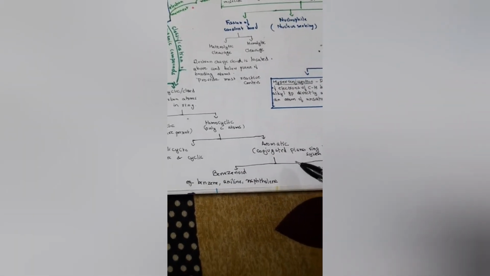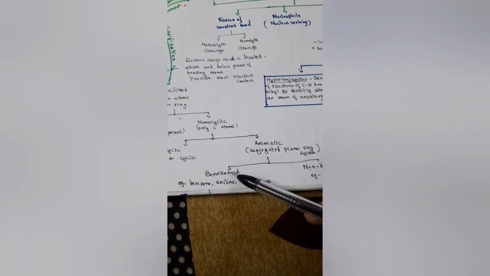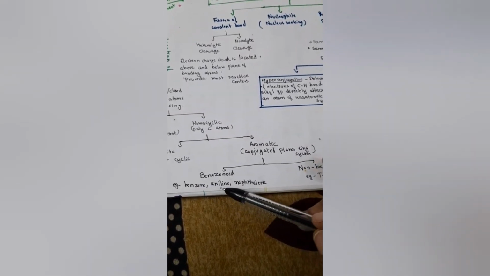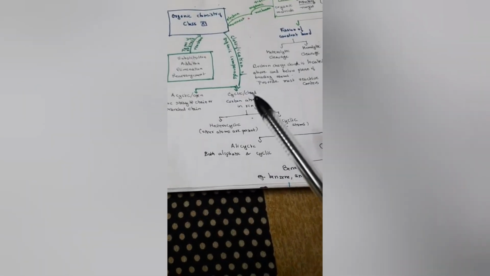Homocyclic again divides into alicyclic and aromatic. Alicyclic can be both aliphatic and cyclic. Then aromatic is a conjugated planar ring system. Aromatic again divides into benzenoid, for example benzene, aniline, naphthalene, and non-benzenoid like tropylium. Okay, get this? This is what we covered about the classification of organic compounds.